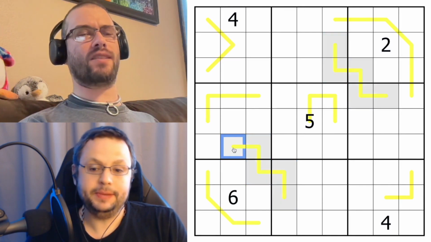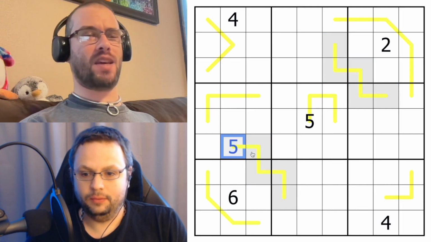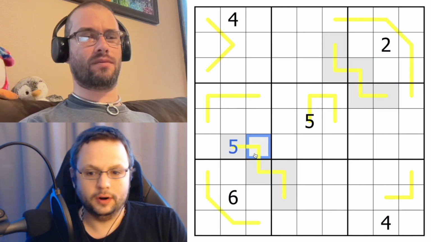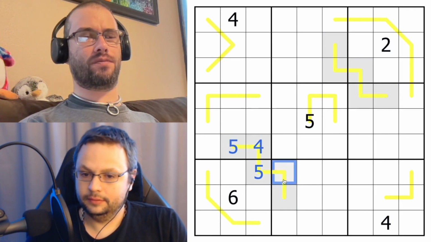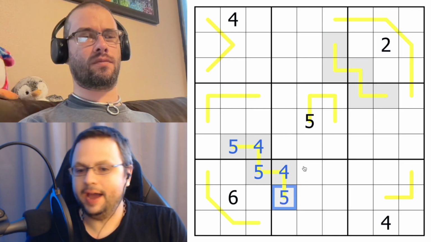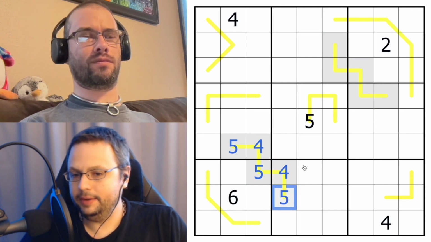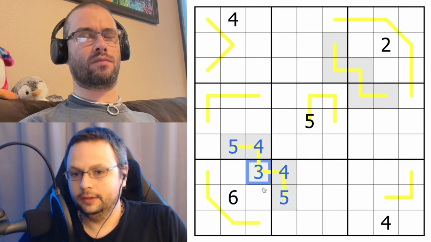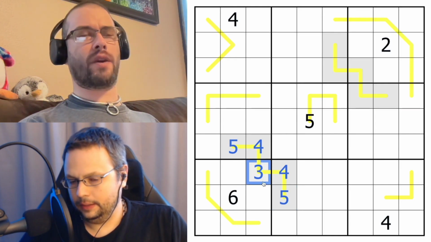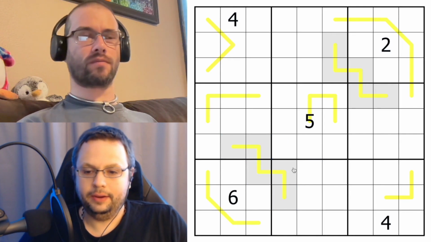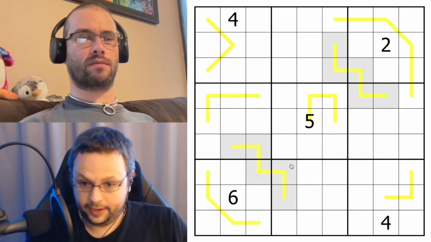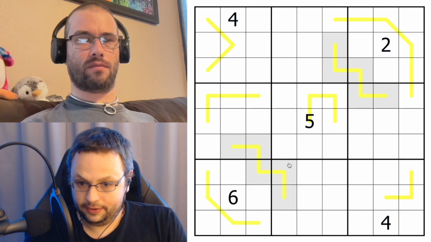So that would have to be the 5. This would have to be the 5. Why couldn't we go 5, 4, and then take your pick of 3 or 4, and then 4, 5? And that 5 in the middle doesn't even have to be a 5. It could be a 3 as well. Okay, that does work. Okay, so I think we are maybe not quite to having figured that one out yet.